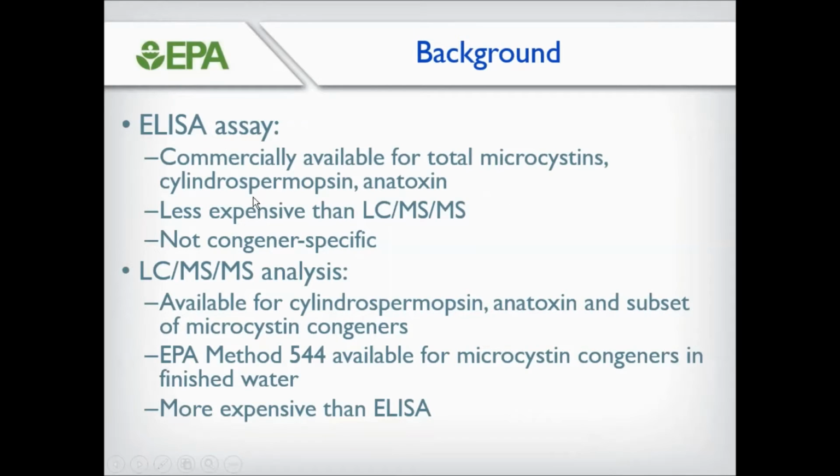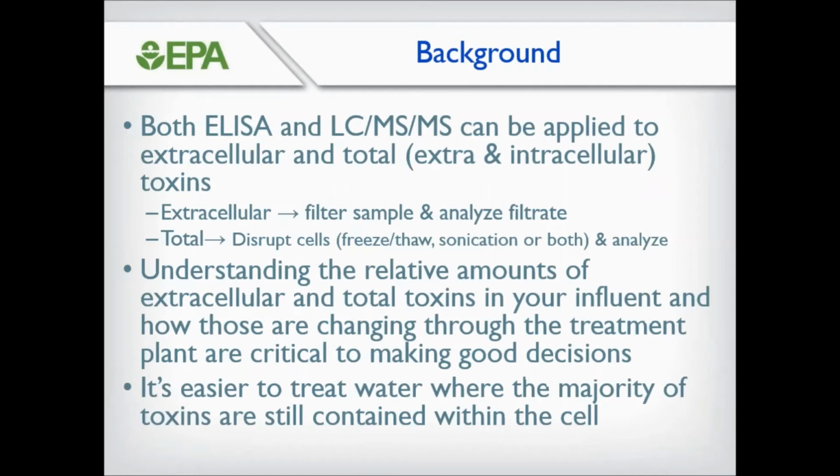So the ELISA assay is commercially available for total microcystins, for cylindrospermopsin, and for anatoxin. It's less expensive than the LC tandem mass spec, however, it's not congener specific. LC tandem mass spec analysis is available for cylindrospermopsin, for anatoxin, and for a subset of the microcystin congeners. And the agency has EPA Method 544, which is available for a subset of the microcystin congeners in finished water. The downside of the LC mass spec analysis is that it is more expensive than ELISA.